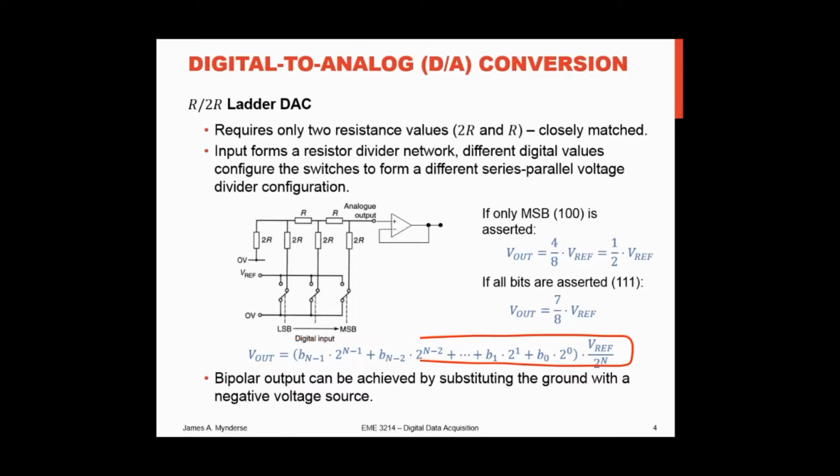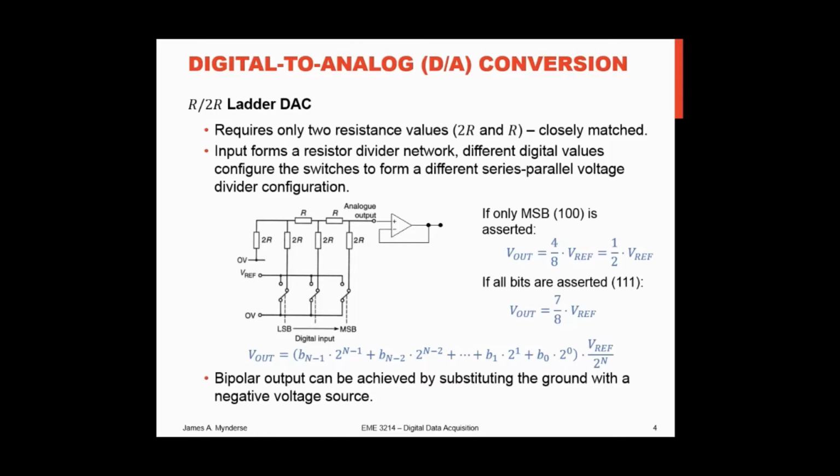Okay, it's not quite exactly that. Instead of getting VREF totally, if you have all the bits set, you only get 7/8 of VREF. But you can account for that. That's not a big deal. Just need to be aware of it. And since you're not actually designing these chips, you're buying them, that's not a big deal.